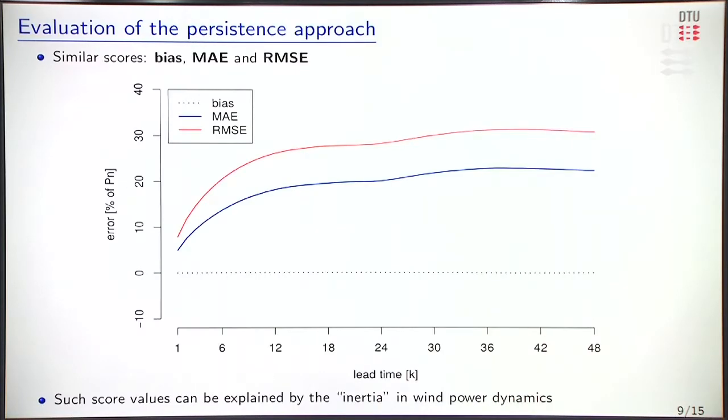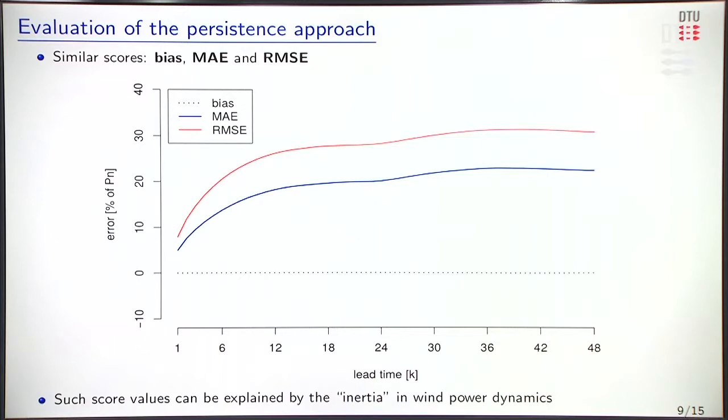We use the same scores, and we also plot them as a function of the lead time. Here, the dotted black line is the bias, the blue line is the mean absolute error, and the red line is the root mean square error. Let's start with the bias. Here, the bias is 0 for all lead times.